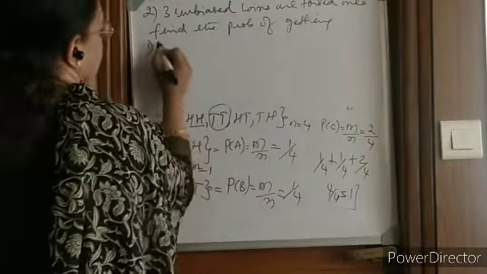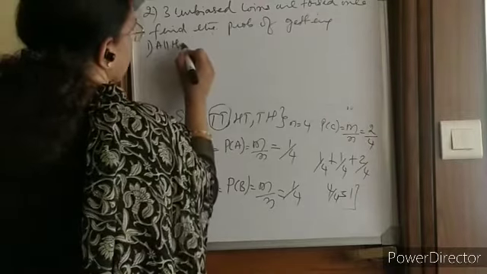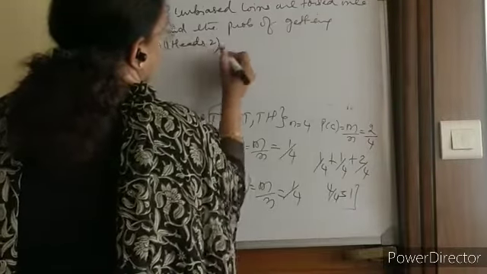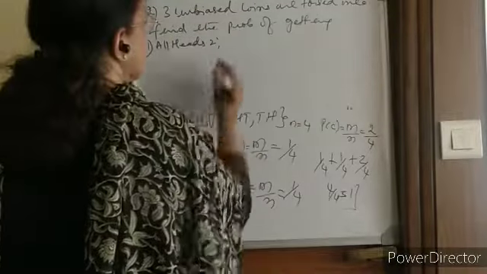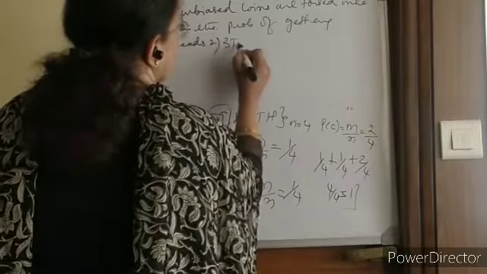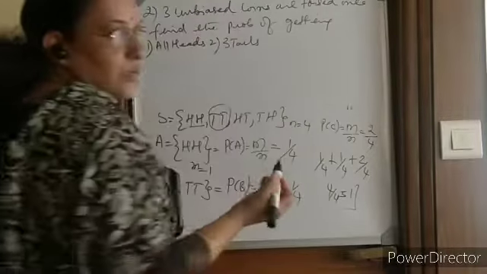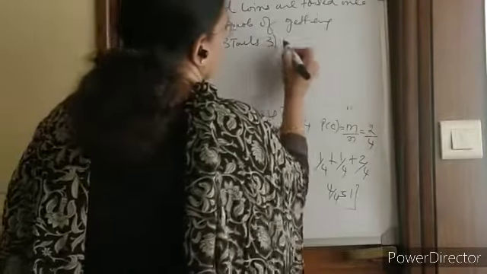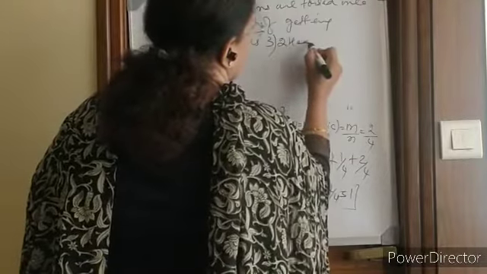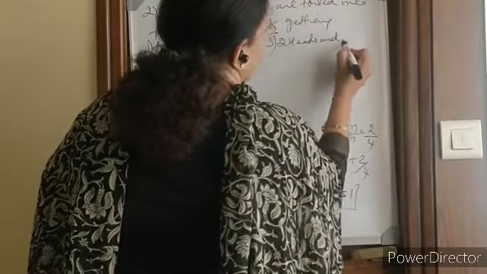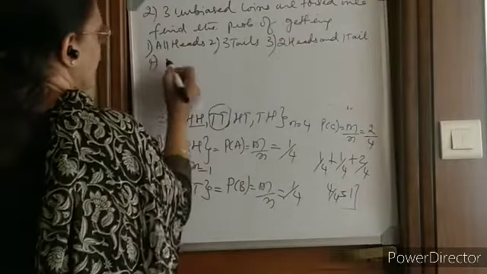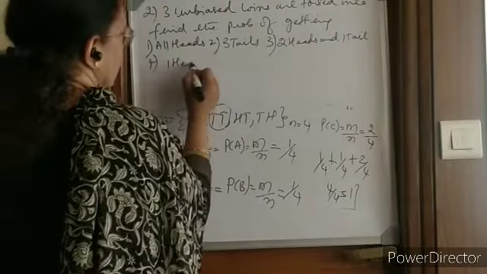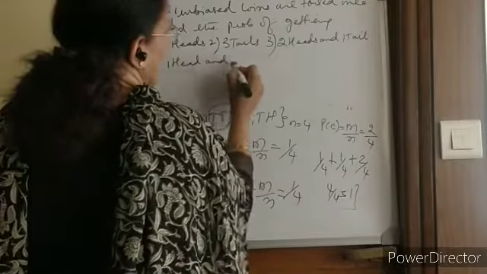So first one you can write all heads. Now second one, so I can take it as all tails or 3 tails, however you wish you can write the question. So third one, 2 heads and 1 tail. So if you want one more I can add, so 1 head and 2 tails.